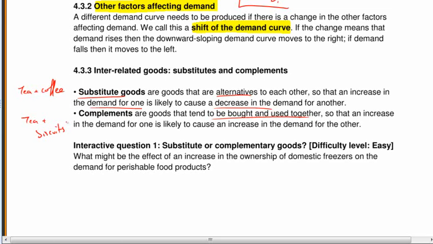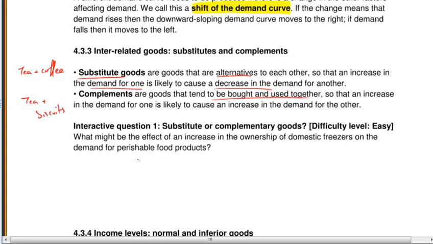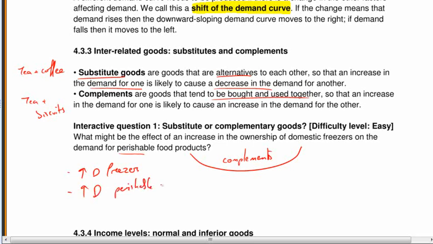Now, there's a very quick interactive question here. Just have a little look at it. What might be the effect of an increase in the ownership of domestic freezers on the demand for perishable food products? Well, domestic freezers and perishable food products are complements. So if there's an increase in the ownership of or demand for freezers, and more households own freezers, we can afford to buy more perishable foods because we know we can keep them in our freezers and they won't go off. So presumably there'd be an increase in the demand for perishable food products as well. So with complements, they tend to move in the same direction.